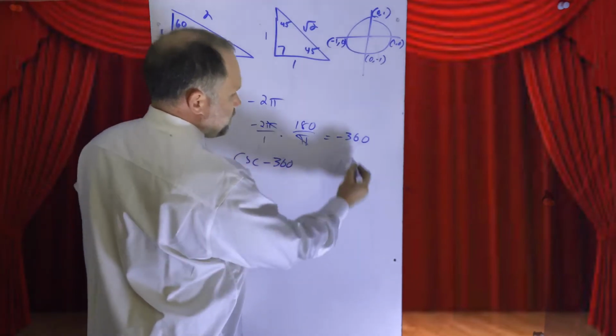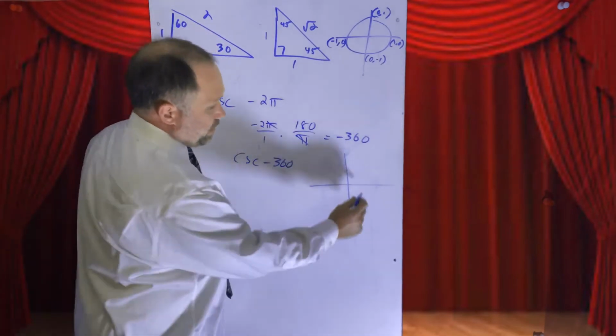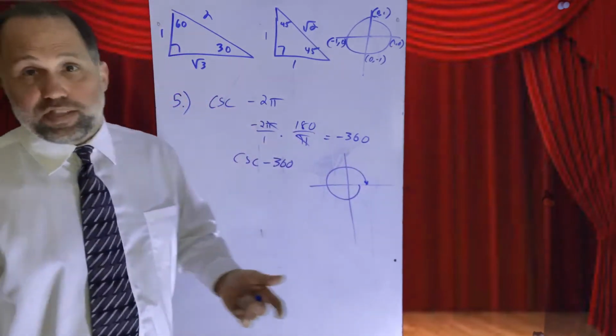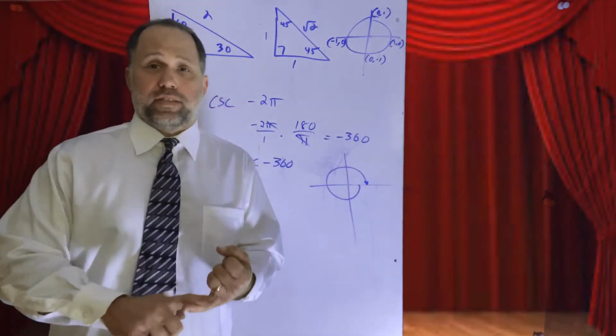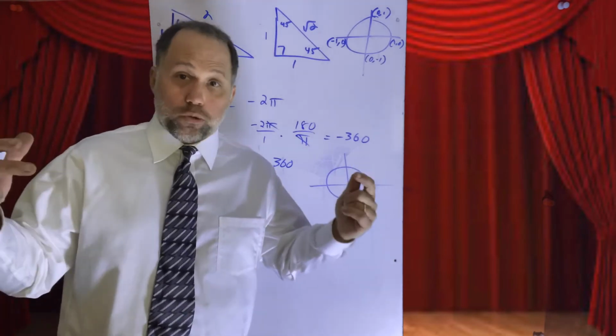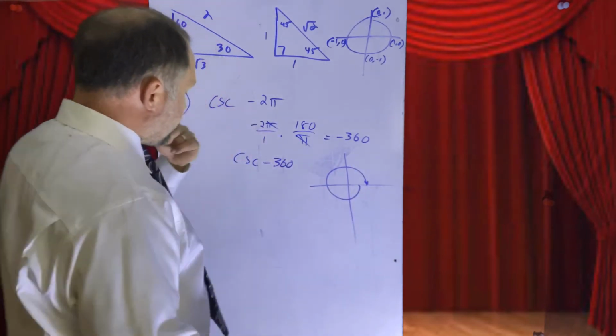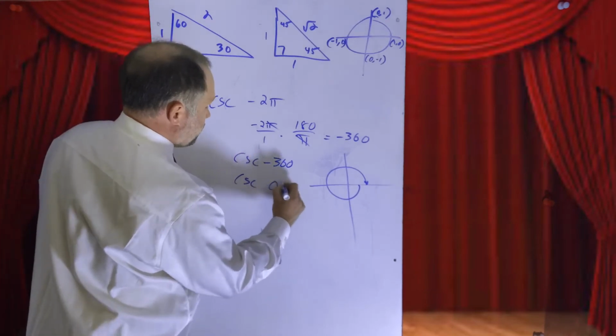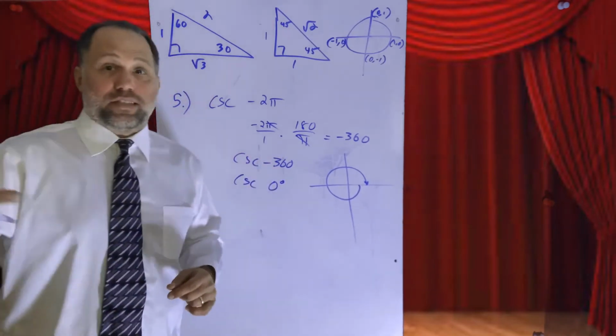All right, where is negative 360? If you go in the negative direction, negative 360 is right there. It's 0. 0 degrees, negative 360, 360, they're all the same. They're coterminal. So we're actually finding the cosecant of 0 degrees, or 360 if you want to call it that.